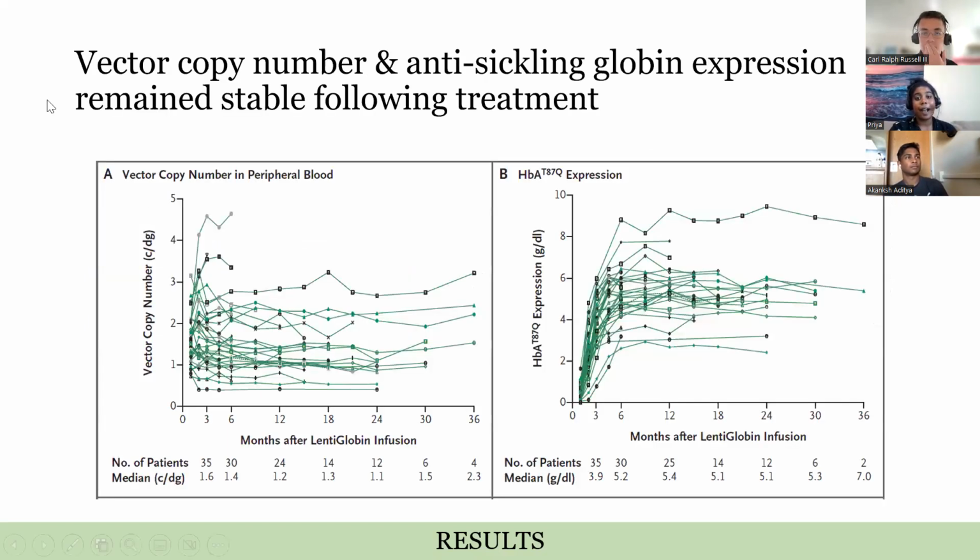So now actually looking at the efficacy. The first thing they looked at is vector copy number, which you can see is sustained as they're monitoring the patients, which is great. They also look at the alternative to the sickle beta globin expression, which is also sustained, which is also excellent.